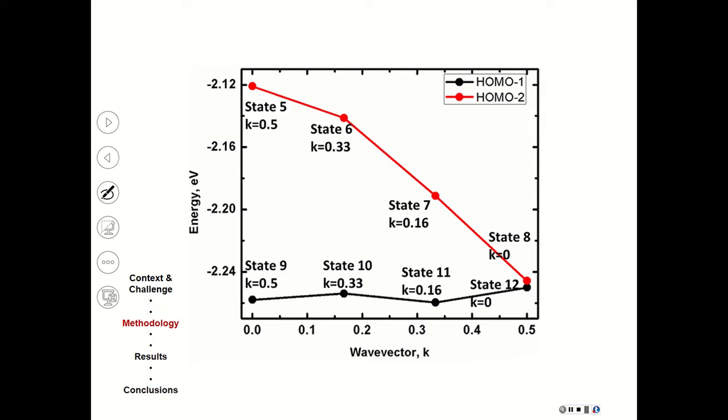Maybe I'm reading it weird, but state 5 has k equals 0.5, but that point is above 0. And then state 8 is k equals 0, and that's above 0.5. And then my second question is, how is HOMO minus 2 above HOMO minus 1? Because the occupied states, if you go to lower states, should decrease in energy.